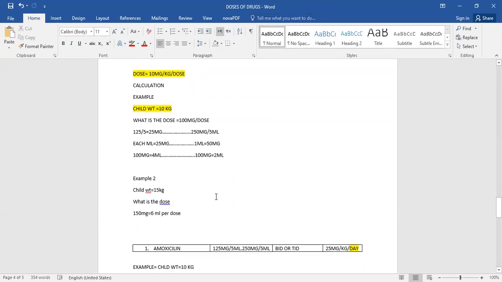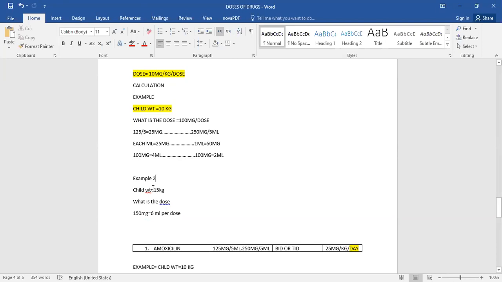Same thing. If the child's weight is 15 kilogram, then 150 milligram is the total dose, which equals 6 ml per dose. Okay. So it depends on what you need in the prescription.